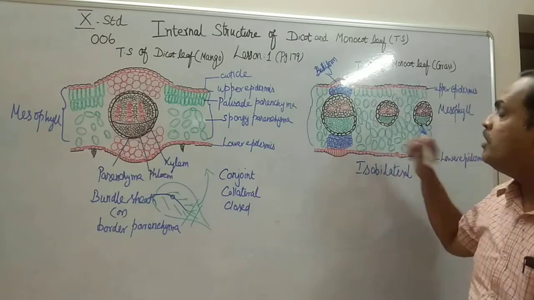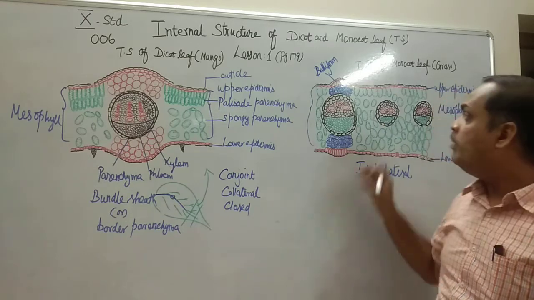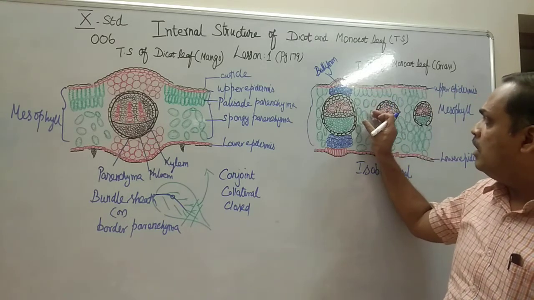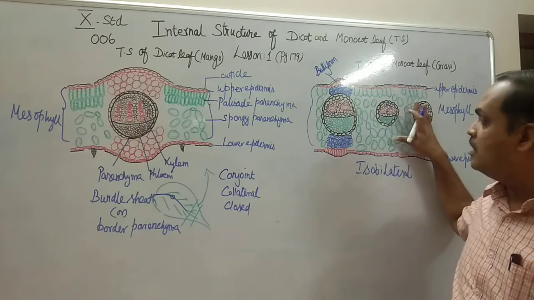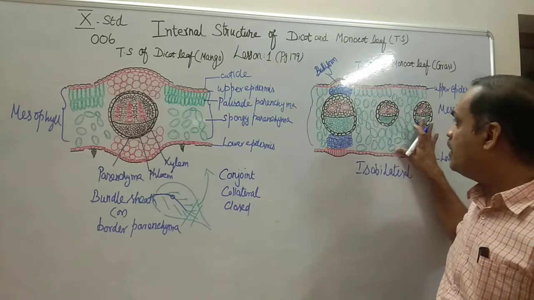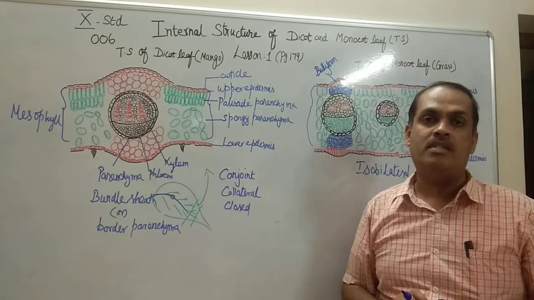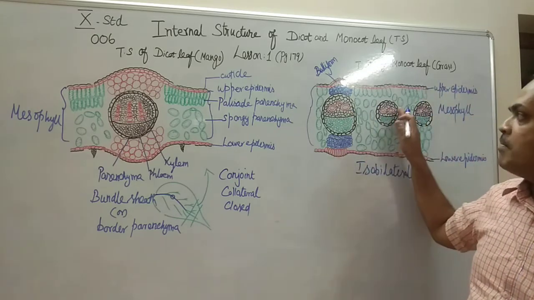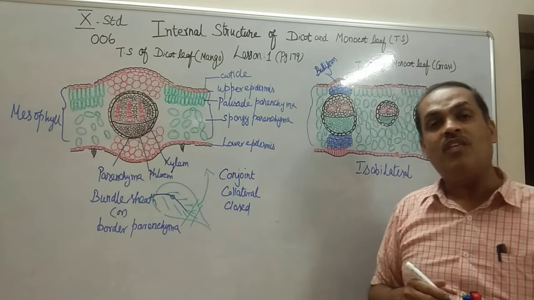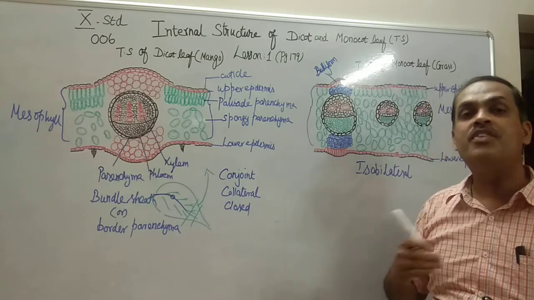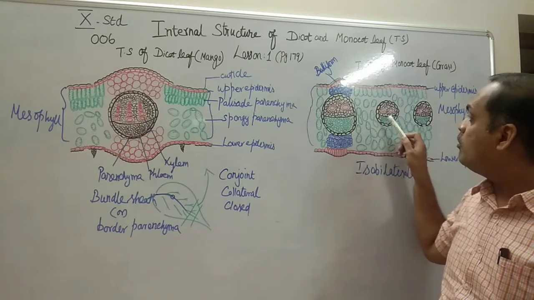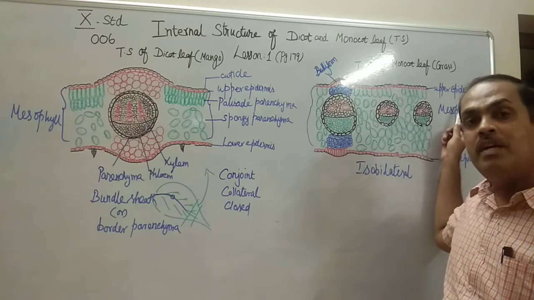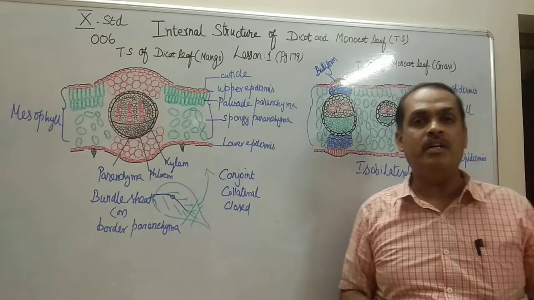When you see the mesophyll tissue in the monocot leaf, you will be able to see similar elongated cells arranged as a homogeneous layer with intercellular spaces, and they have chloroplast. Next is the vascular bundle. Now in monocot leaf, the vascular bundle is arranged in a different manner. That means you'll be able to see a bigger vascular bundle followed by a smaller vascular bundle, again a bigger vascular bundle and a smaller vascular bundle, and so on.